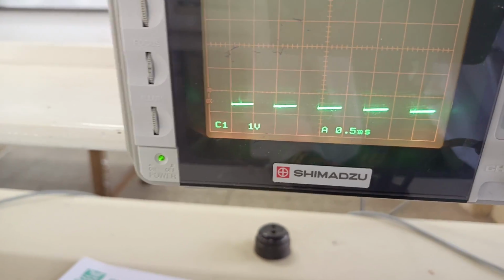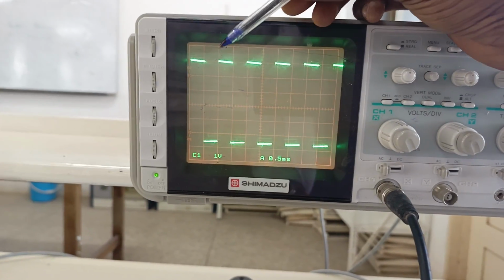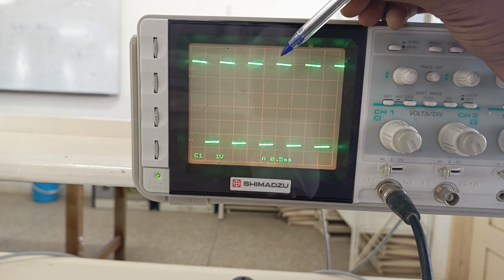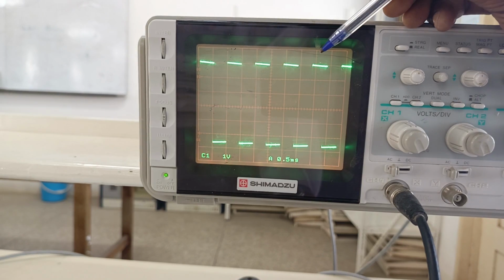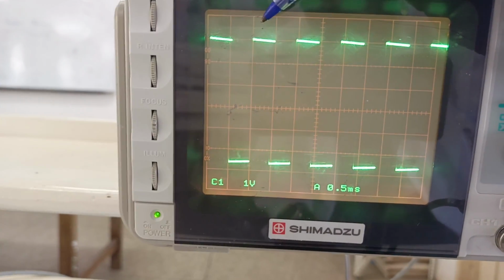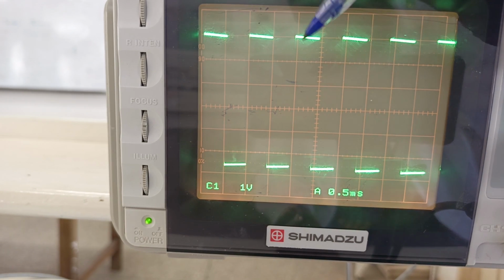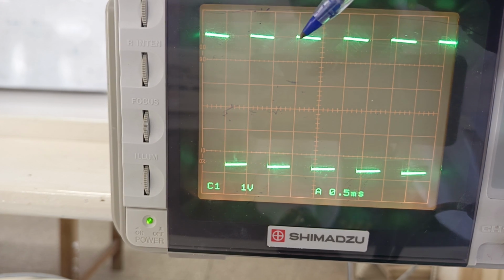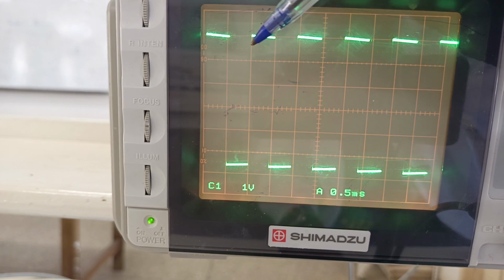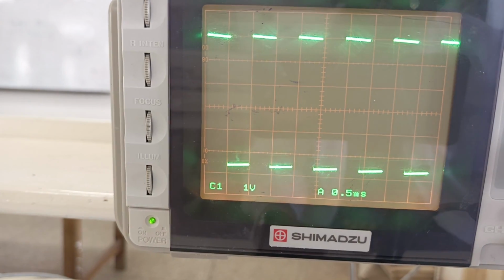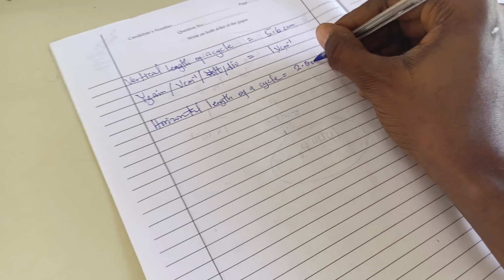From the beginning of this to this is 1 cycle. From this to this is another cycle, and this to this is another cycle. If we look, this is 1 box, this is 1 box, and then this begins on this. So this is 2 boxes. So 1 cycle is from here to here, which is 2 boxes, so that would be 2.0 centimeters.